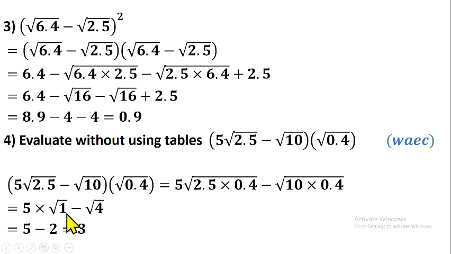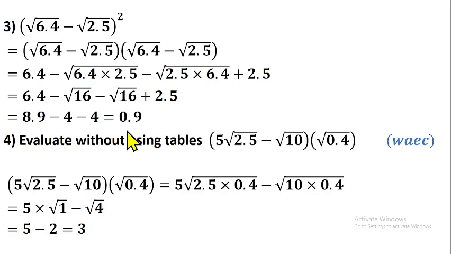2.5 times 0.4 will give us 1. So then we are having sqrt 1 left here times this 5. Minus 10 times 0.4 gives us 4. Then we have sqrt 4 left there. Sqrt 1 is the same thing as 1. So 1 times 5 will give us 5. Minus what's sqrt 4? That is 2. 5 minus 2 gives us what? 3. So that's the solution to that question. It's very simple if you understand what you have done here based on multiplication of surds.